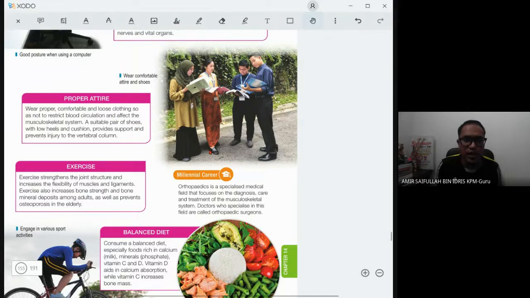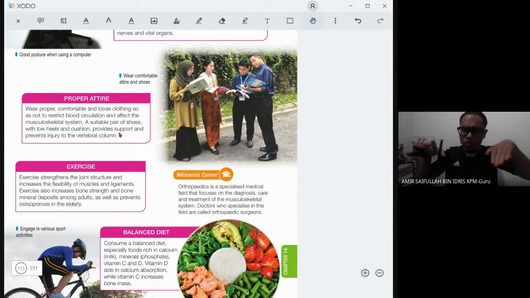So make sure you wear shoes. Make sure you wear suitable shoes, okay, with low heels and cushion. Don't wear high heels, no. Although it is very beautiful for girls to wear high heels, it can injure your body, okay, because you are exerting too much pressure on your leg to maintain your body. To walk like a model, you are exerting a lot of pressure on your leg. So it will cause your leg to become painful.